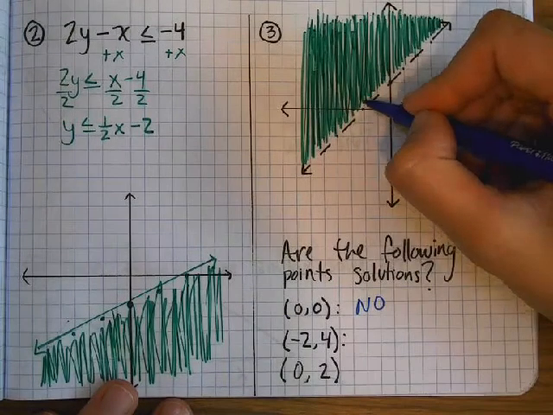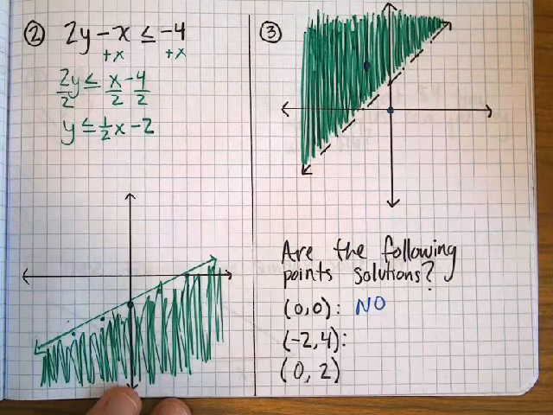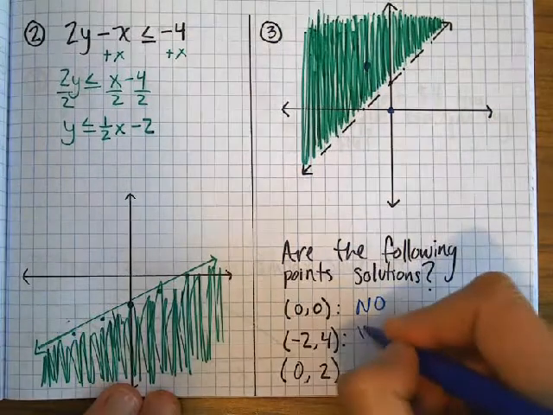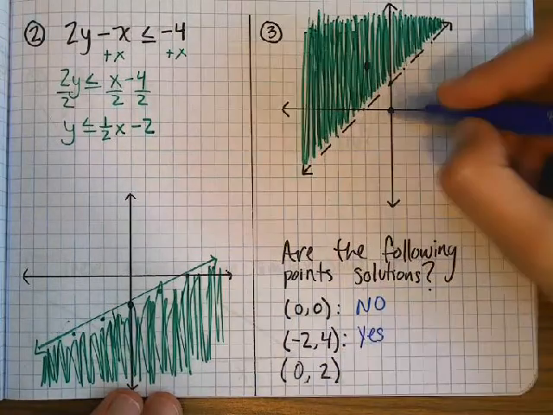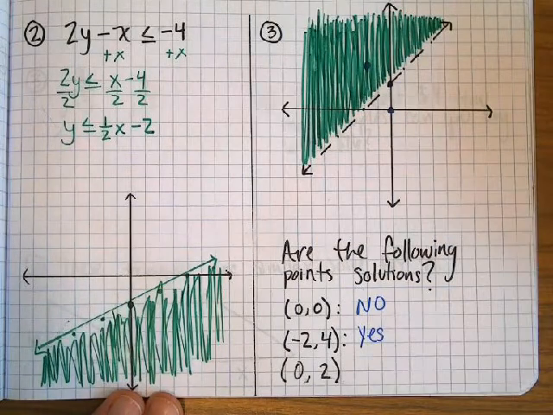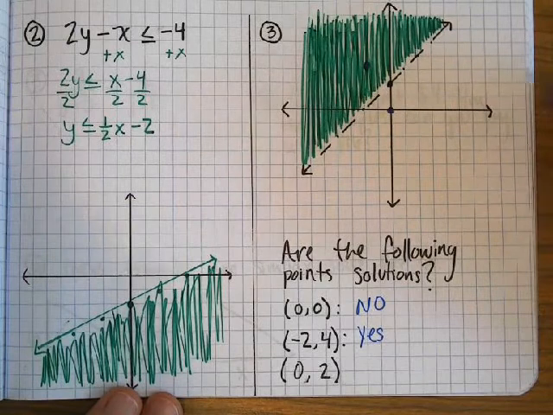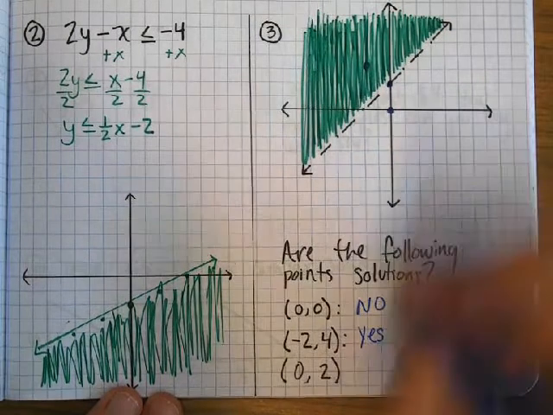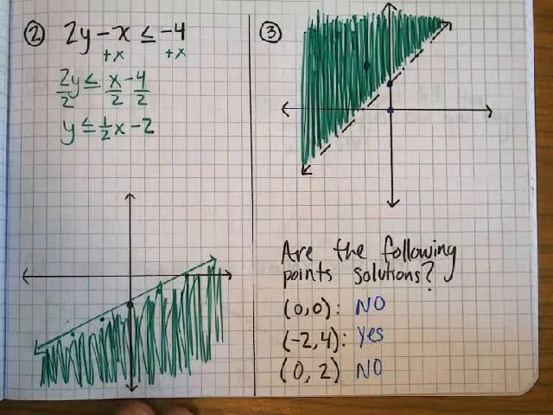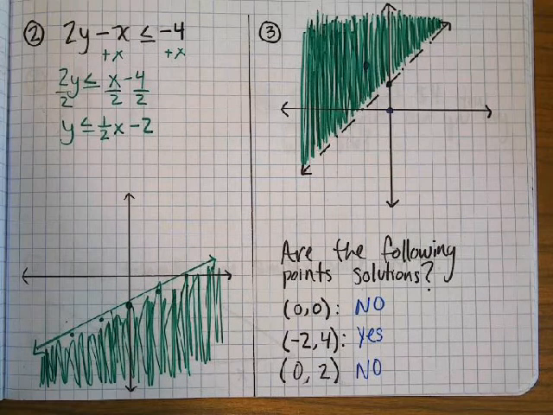Okay, (-2, 4). So over 2 to the left, up 4. It's about right up here. Is that in the shaded region? Yes. Okay, over 0, up 2. That point is on the line. Now, is this a solution? Okay, this is a dashed line. No, this is not a solution because it's a dashed line. If it's a solid line, it would be a solution.